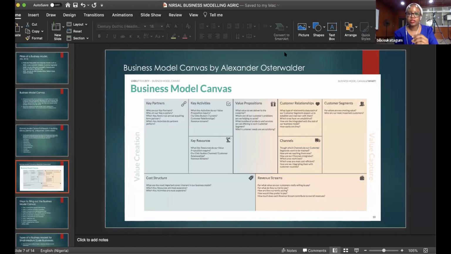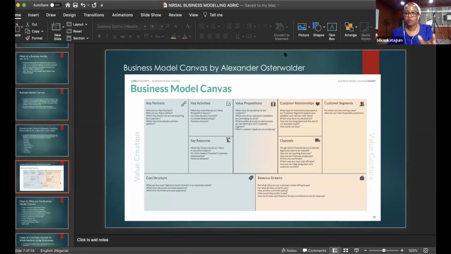The next thing is customer relationships. What type of relationship will each customer segment expect from the value that you're going to give them? How are you going to maintain it? How are you going to attract customers? How are you going to keep them? Like I said, your business model and your business plan kind of coincide. They're side by side with each other, but they're different. They're not the same. But there are different topics under it that are almost the same though.